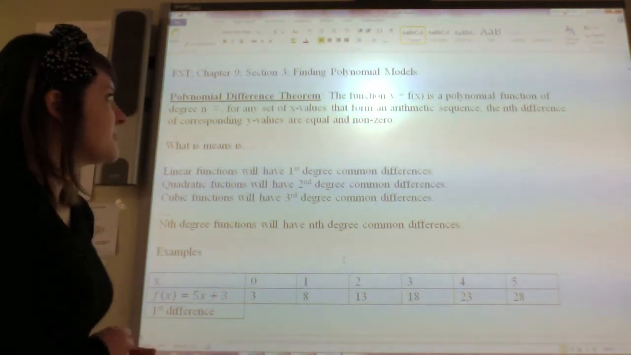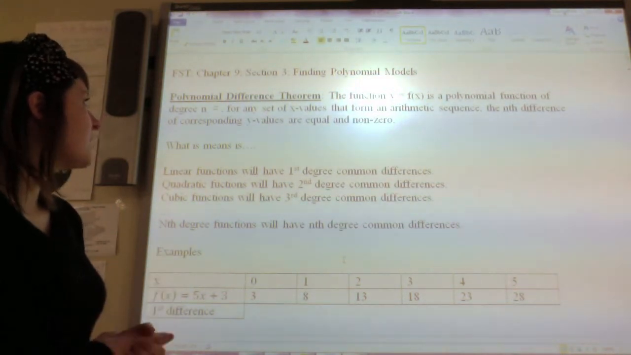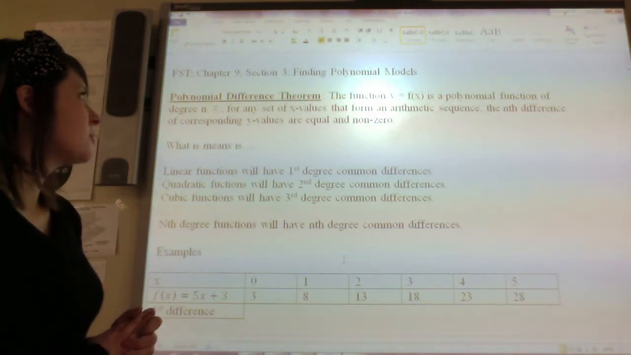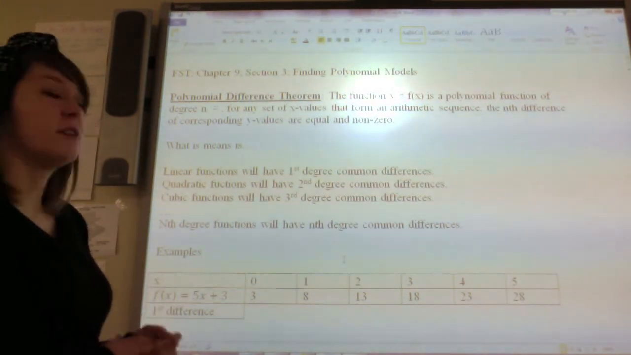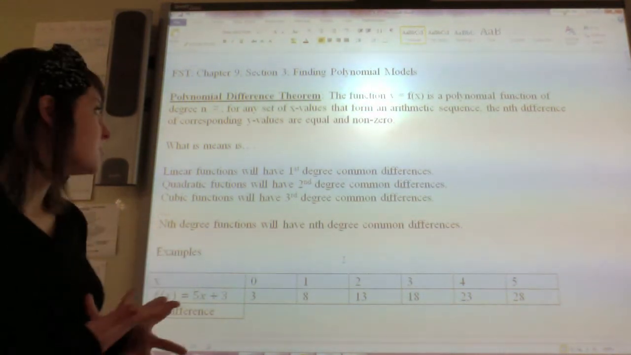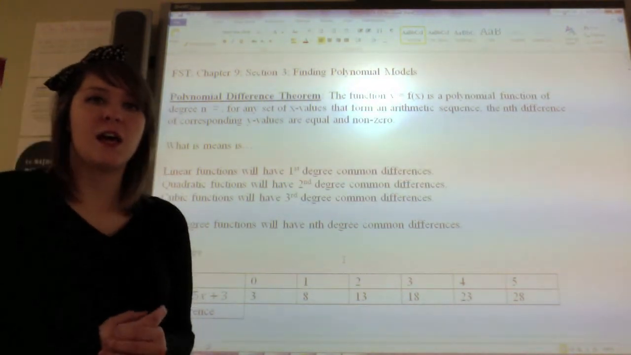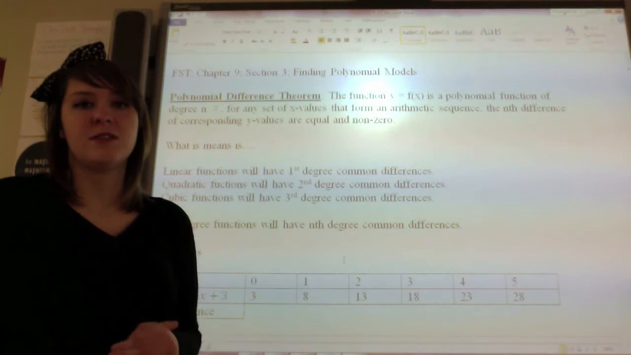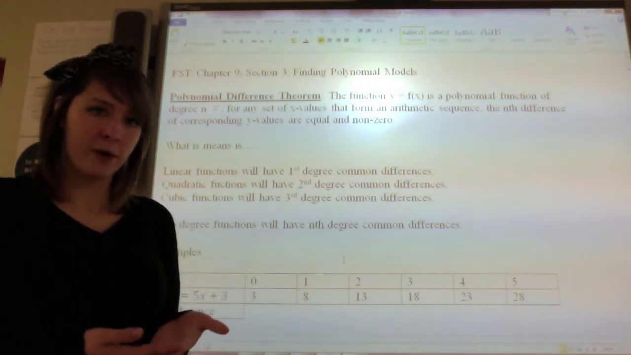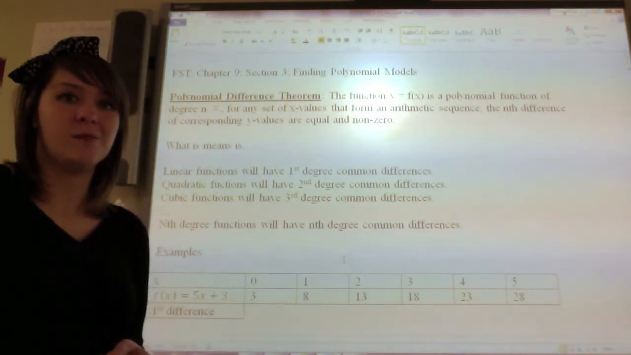So the polynomial difference theorem says the function y equals f of x is a polynomial function of degree n. For any set of x values that form an arithmetic sequence, the nth difference of corresponding y values are equal and non-zero. So it probably doesn't make a lot of sense to you, but what that actually just means is that any linear function will just have a first degree difference, any quadratic function will have a second degree difference, any cubic will have a third degree difference, etc. So whatever power you have, you're going to have that type of difference for your polynomial difference theorem.